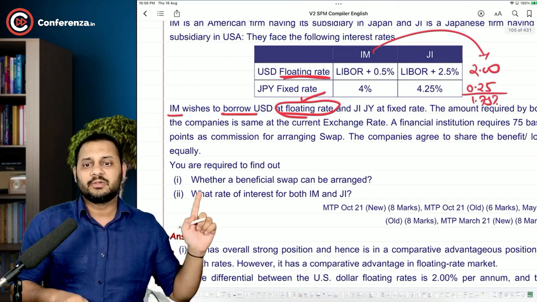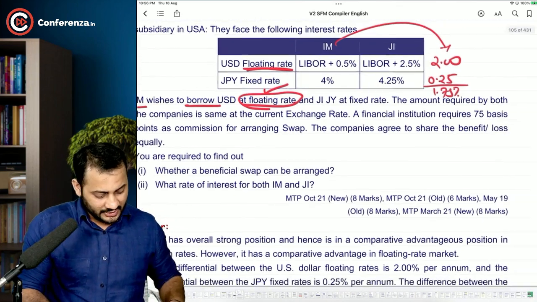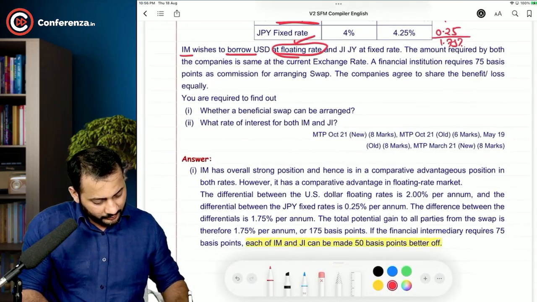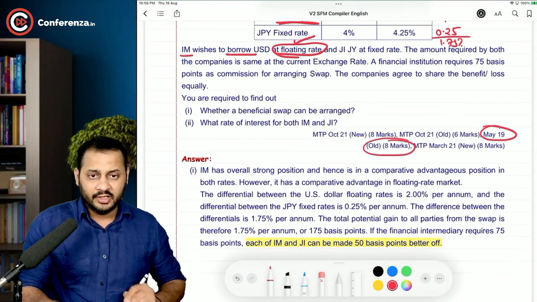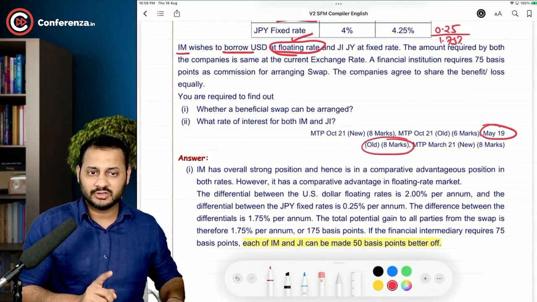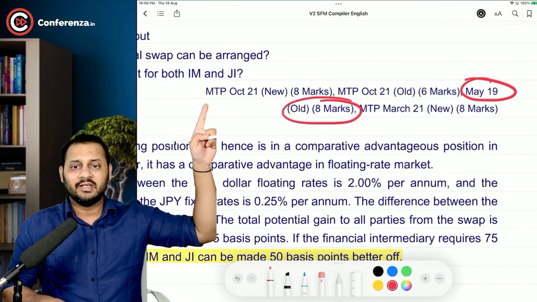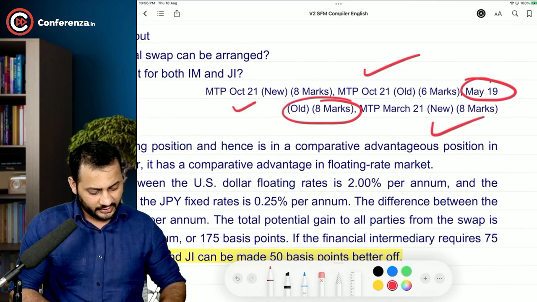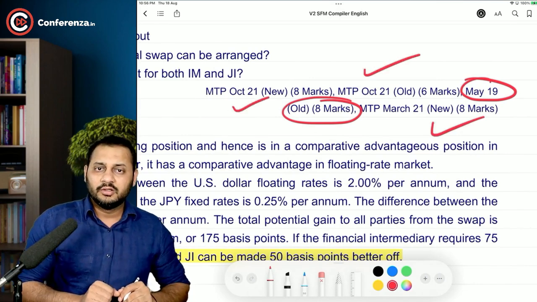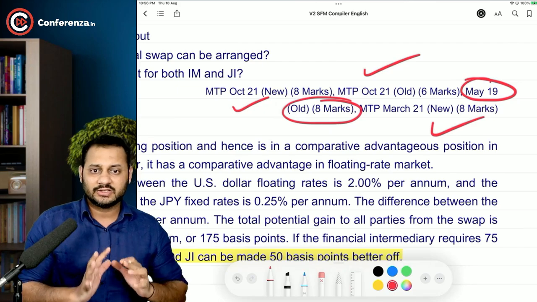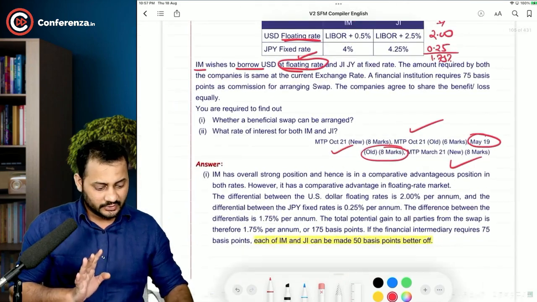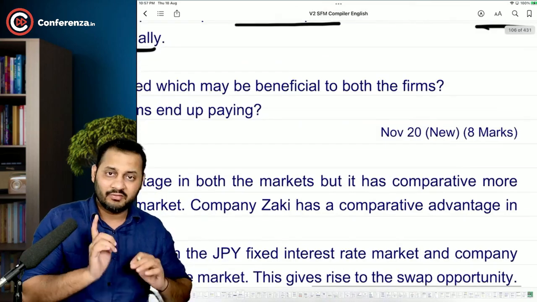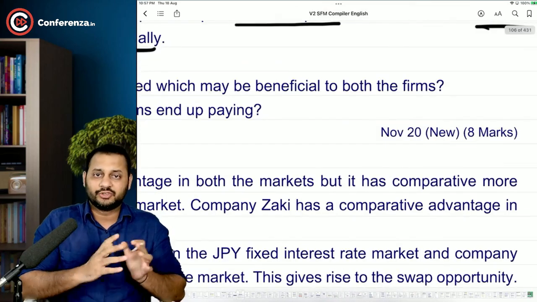That's why the swap is not possible. This was the wrong question asked in the exam. I will tell you, it was in May 2019, old syllabus. It was asked in the exam in May 2019, then it was given again in the mock test papers of 21, 21 and 21. You can see it is repeated. The first time it was asked in the May 2019 old syllabus, the question was wrong. After that, they made some correction and asked again in November 2020, and that was the correct question.